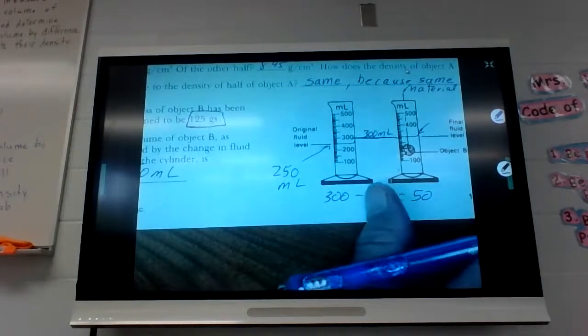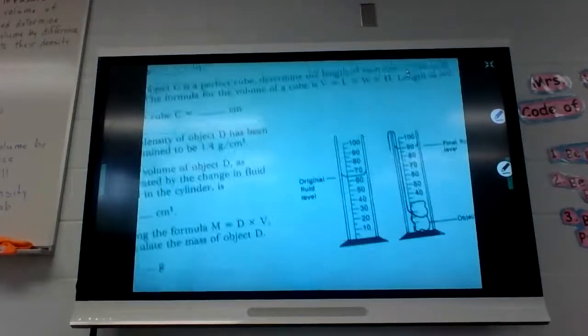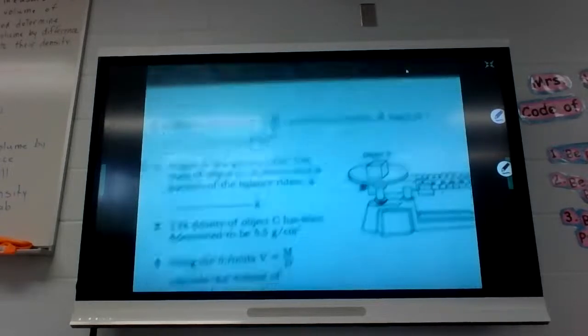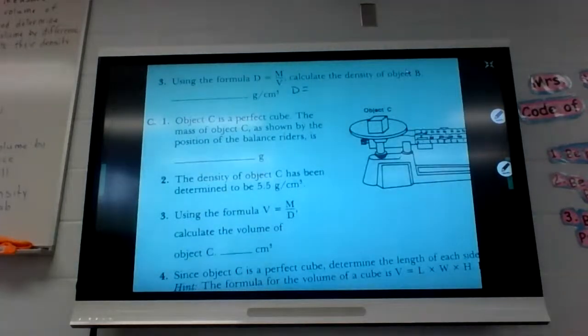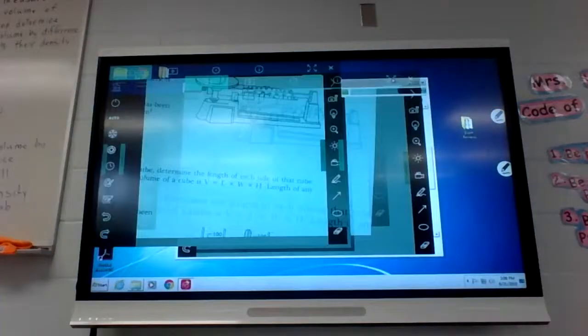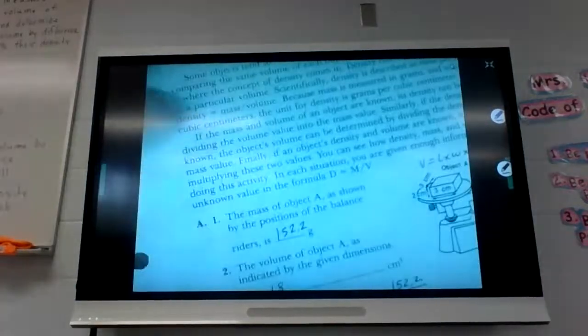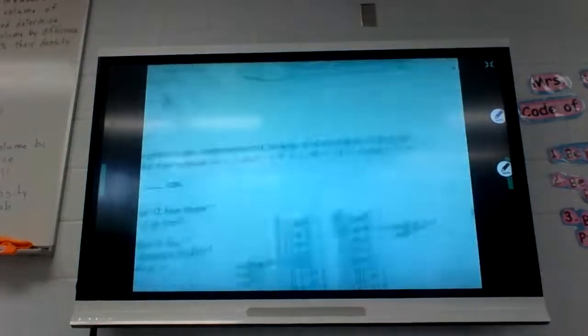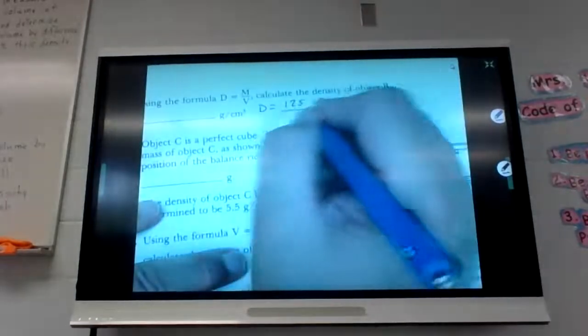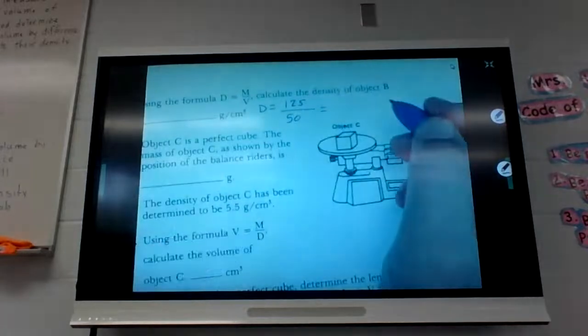Very good. All right, so on the back side, it wants us to calculate the density. So the density is equal to, what was the mass they gave us? 125. You're jumping up there to A. Come back down here to B. That's 125 over, what's the volume? 50 ml. So what do we get? 2.5.